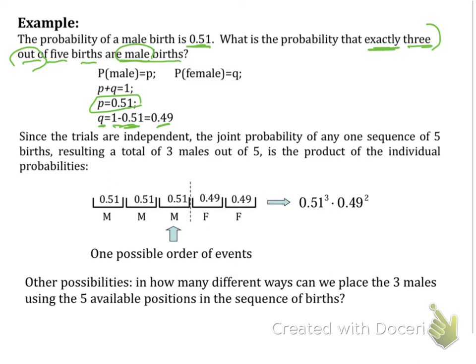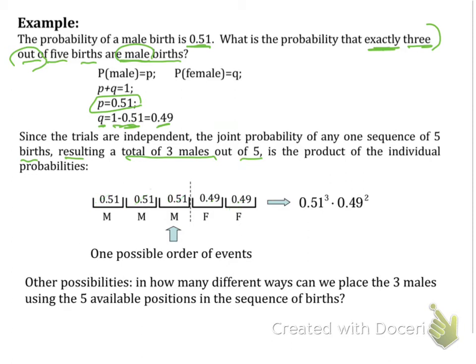The joint probability of any one sequence of 5 births resulting in a total of 3 males out of 5 is the product. So here the first chance could be male, and these two are males, or any arrangement, because it doesn't matter for me who's coming first. They are independent. So this is one of the possible orders.